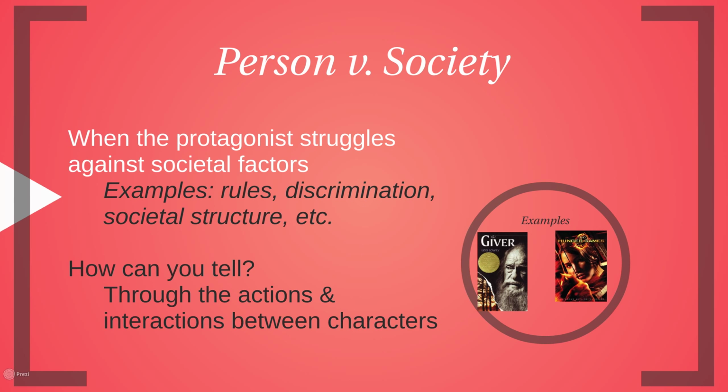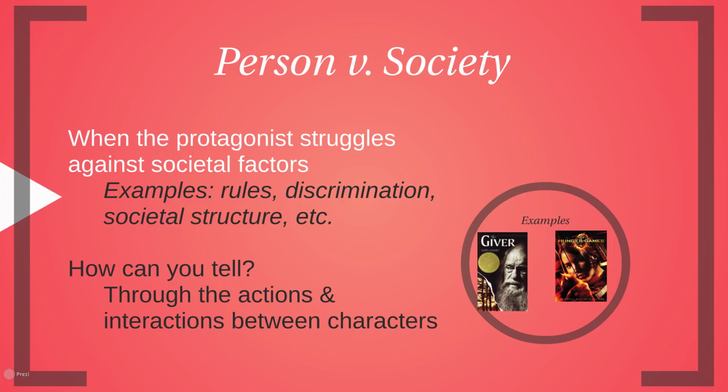This one tends to get a little abstract, and this is where I tend to lose some students. Person versus society. This is when your protagonist struggles against societal factors. Some examples would be rules, such as laws, discrimination, societal structures. How do you know if it's person versus society and not person versus person? Well, person versus society is going to include many people. If you can't name everyone involved, that's probably person versus society.